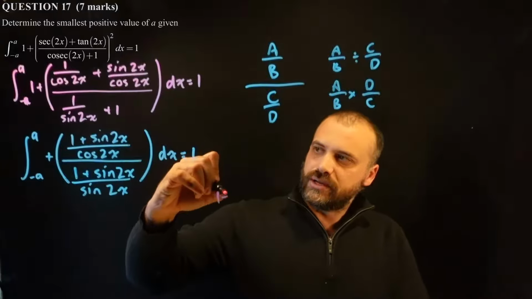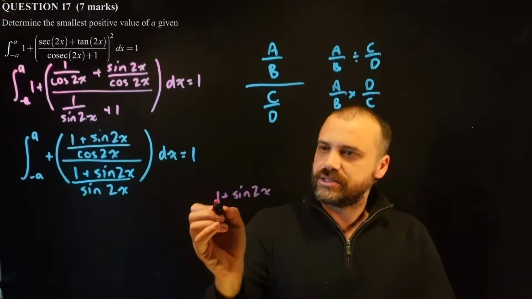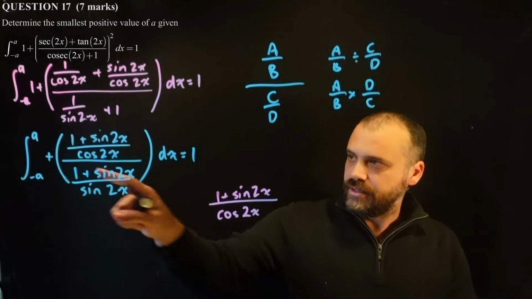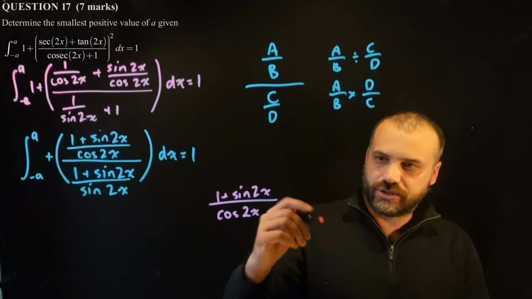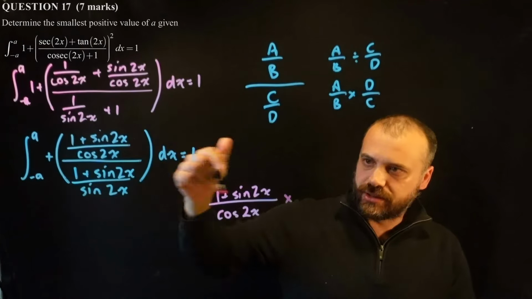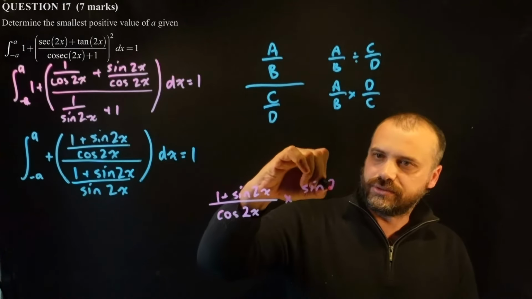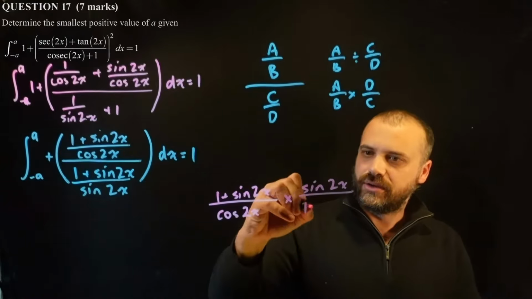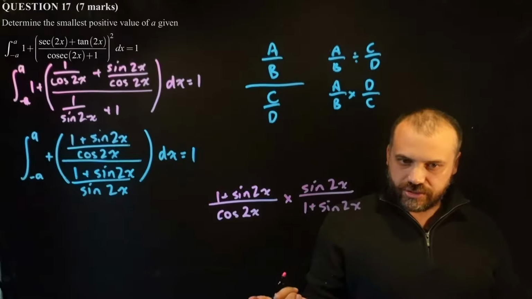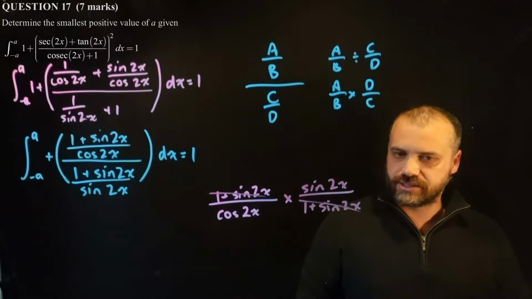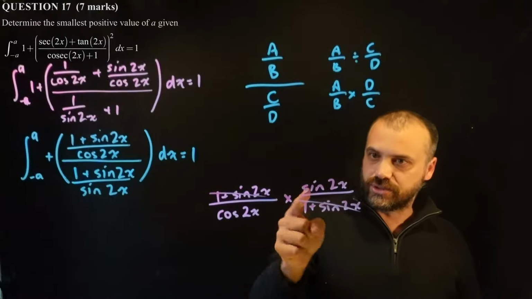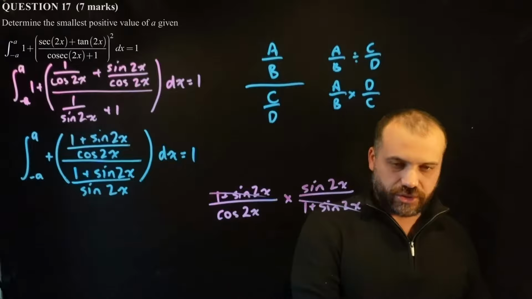That means that we've got 1 plus sine 2x over cos 2x. And all of that divided by, and so I'm going to turn the divide by into a times, not by this, but by the reciprocal, sine 2x over 1 plus sine 2x. Why is this great news? Because these cancel each other out. And so that means this entire mess is just equal to sine 2x over cos 2x.